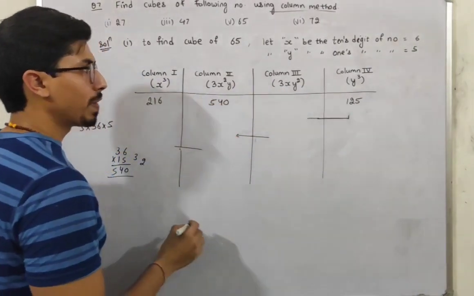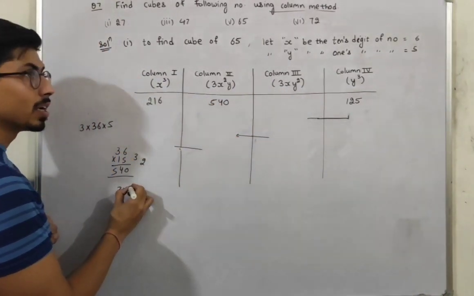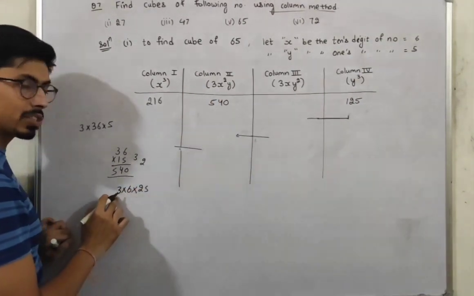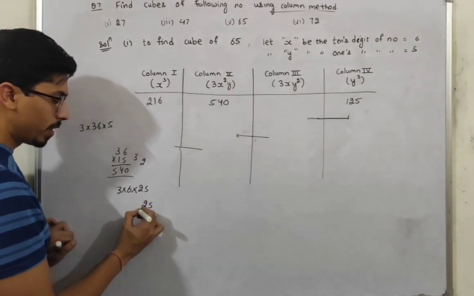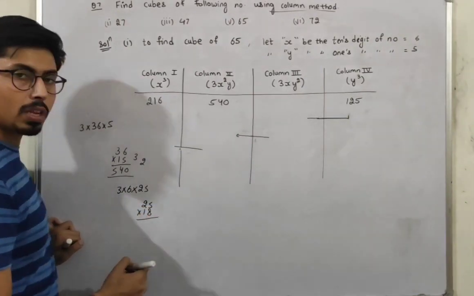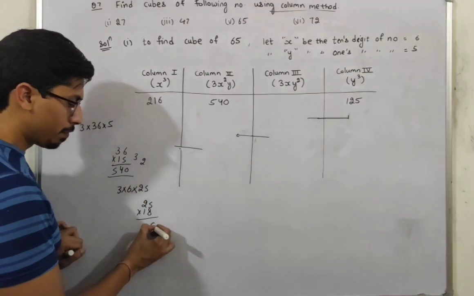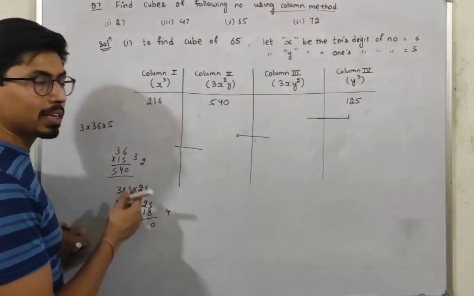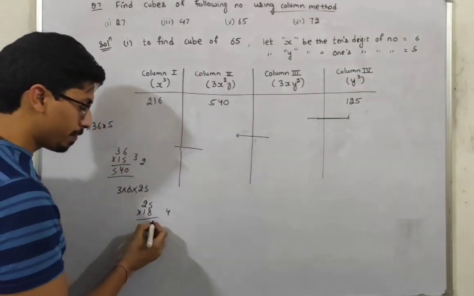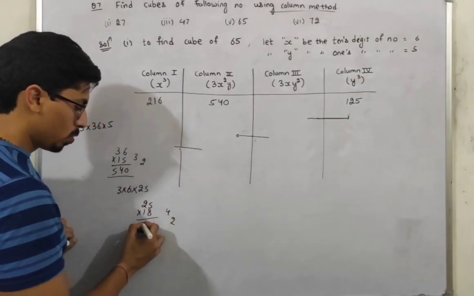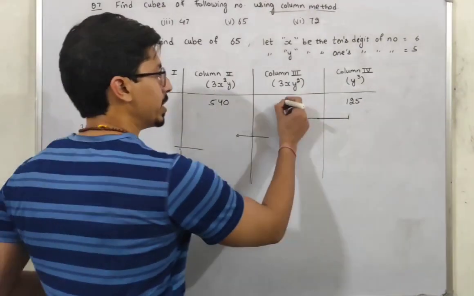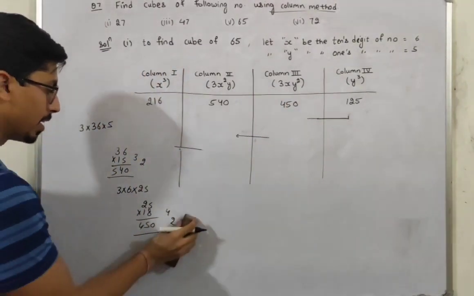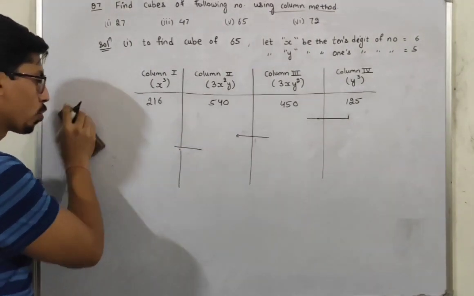Okay, 3xy square. 3x is 18, y square will be 25. So I have to just multiply 25 and 18. It will be 450, students. Okay, so these are our first 4 columns numbers.